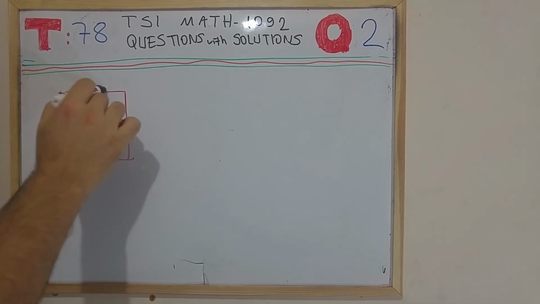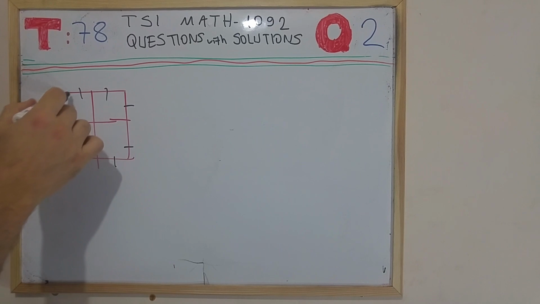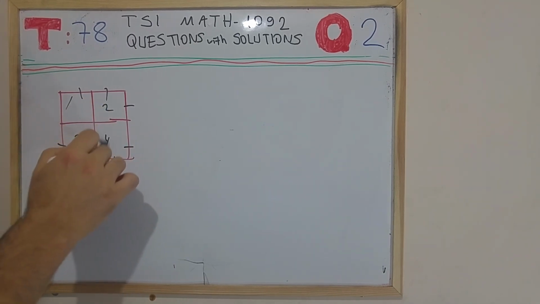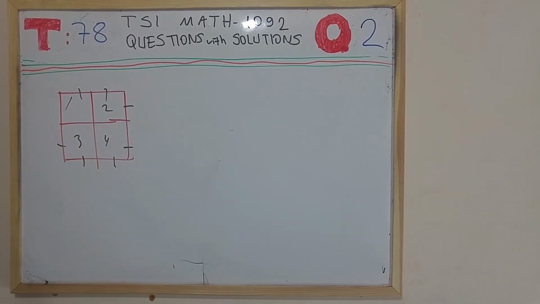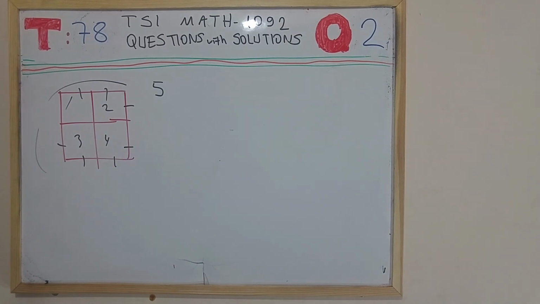Since these are all equal to each other, and the big one is a square, we have 1, 2, 3, 4 smaller squares. They're asking us about the squares, not the rectangles, so we have a big one out here. That's why we have 5 squares.